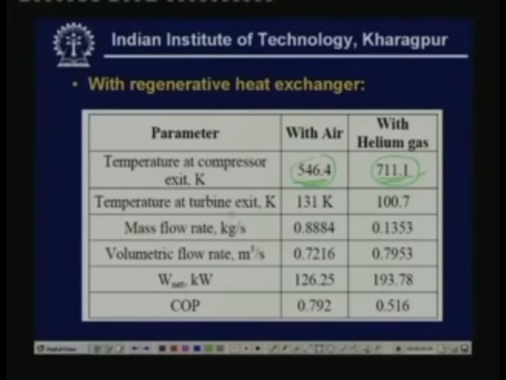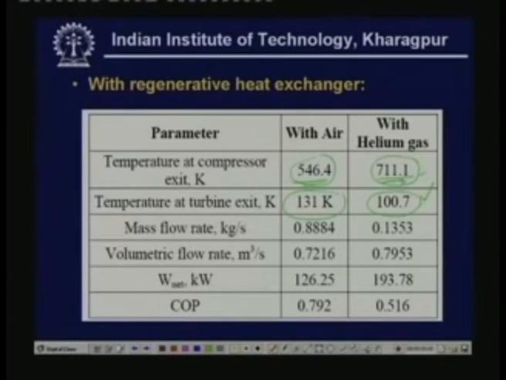Next is the temperature at turbine exit. Temperature at turbine exit with air is found to be 131 Kelvin and with helium gas it is found to be 100.7 Kelvin. So, the high specific heat ratio is advantageous here, because for the same inlet temperatures you get a lower turbine exit temperature with helium gas. So, this is an advantage.